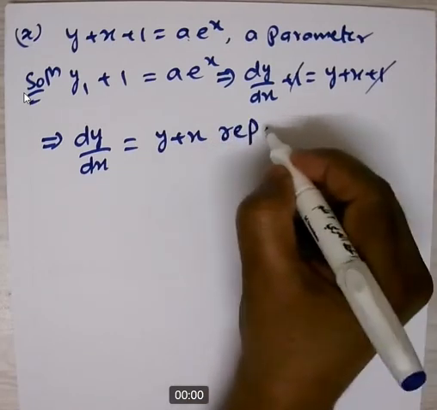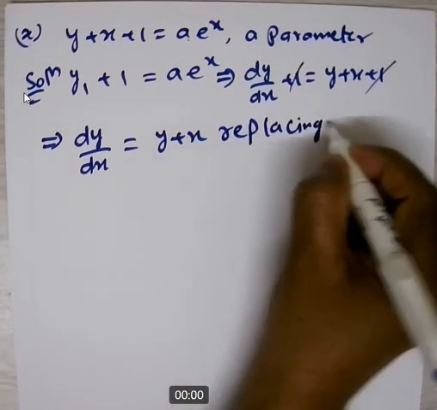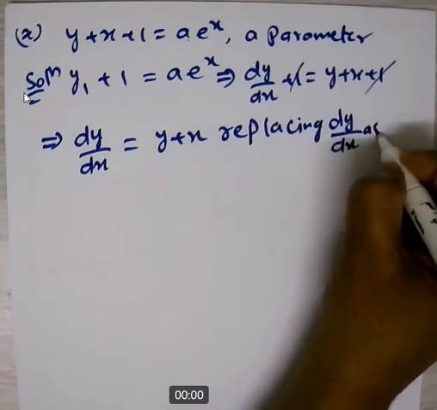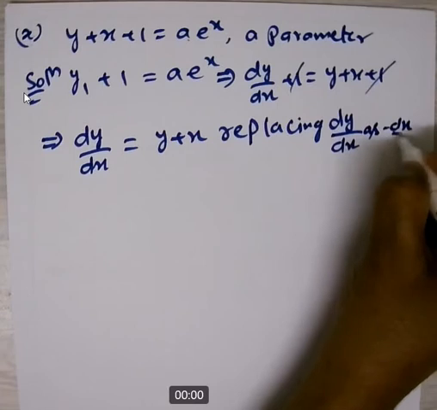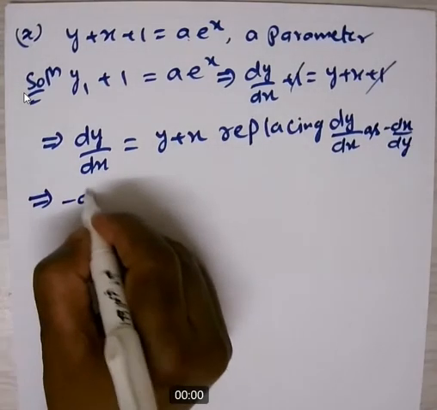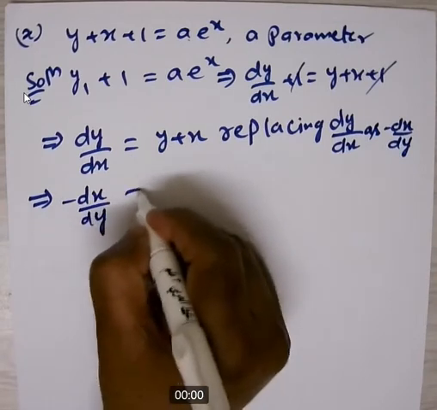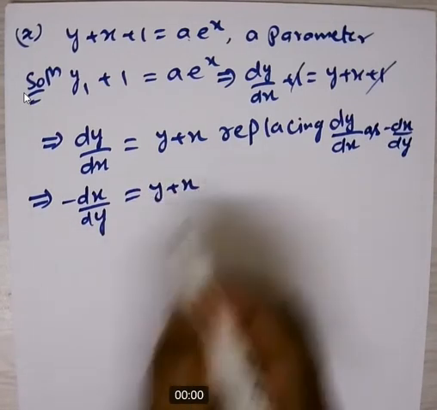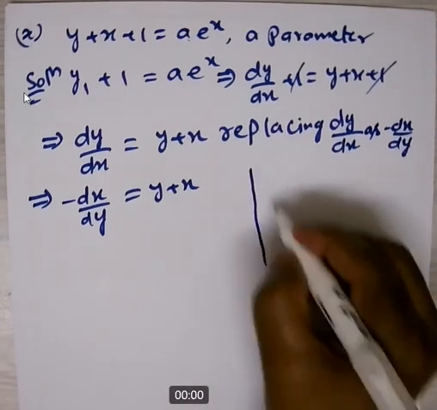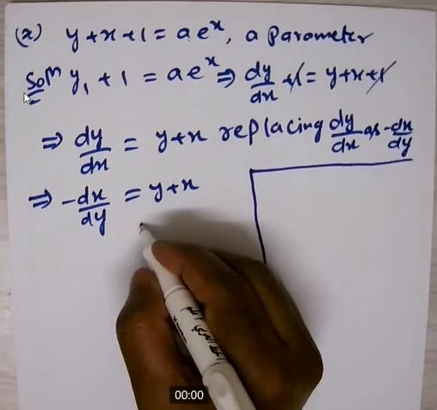Next step is replace dy dx as minus dx dy. So we get minus dx dy equal to y plus x. Now I need to solve it.